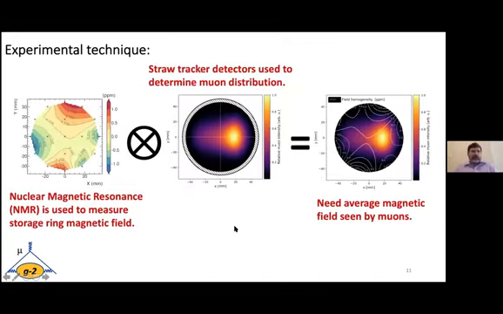And then the other part, as mentioned previously, is that we need to know the average magnetic field seen by the muons. This is really a two-step process. One step is that we need to actually measure the magnetic field seen by the muons in the storage region of the ring, and we use NMR to do that. But then we also need to measure the distribution of the muons, and we use straw tracker detectors to do this. Then we combine those together to get the average magnetic field.